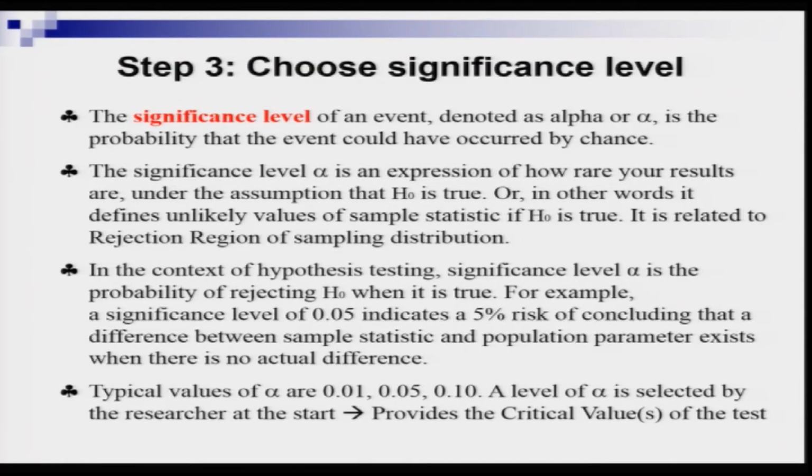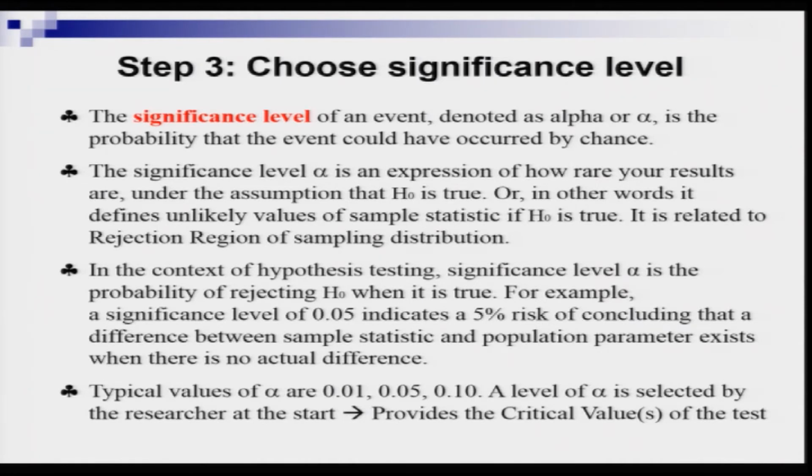Next we move on to step 3, which is the selection of the level of significance. What is the level of significance? We will start with a definition first and then discuss. The significance level of an event is denoted by the Greek letter alpha, and it is the probability that the event could have occurred just by chance. This significance level alpha is an expression of how rare your results are under the assumption that H naught is true. If you remember, I started today's lecture by saying that sometimes you can reach a conclusion based on a sample just because of sampling error, not because of any hypothesis or causal explanation.